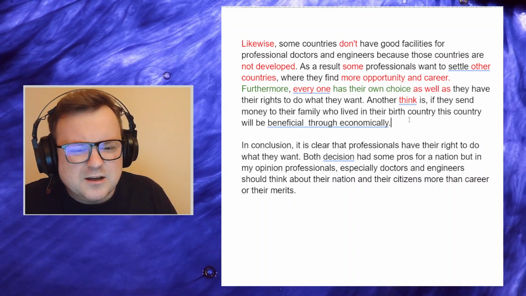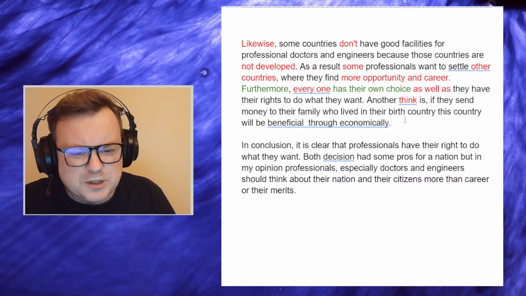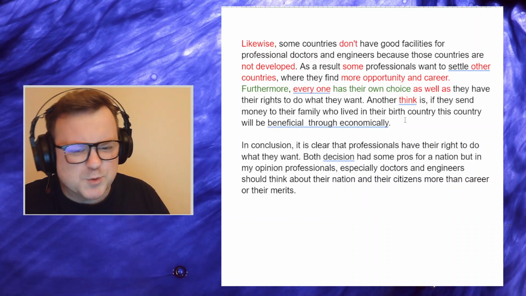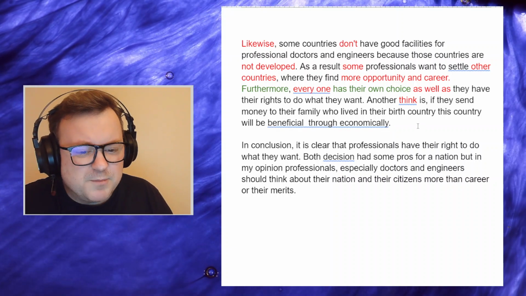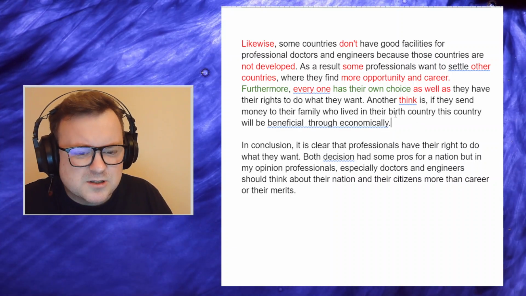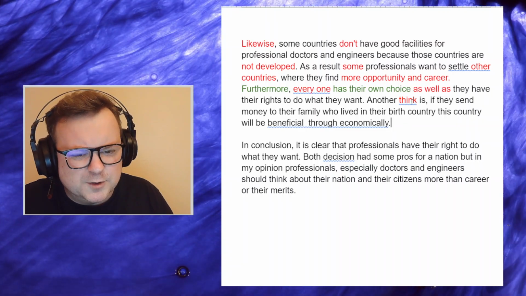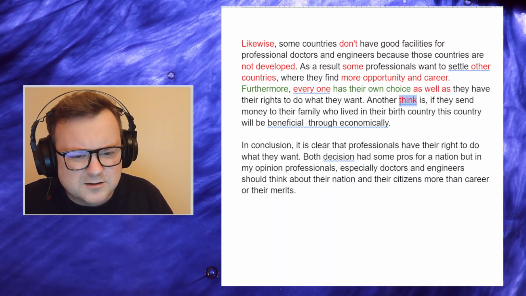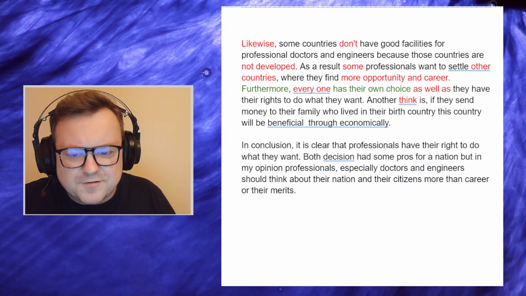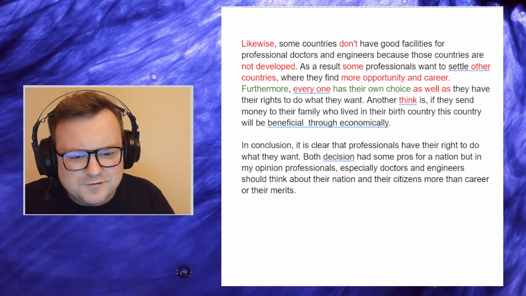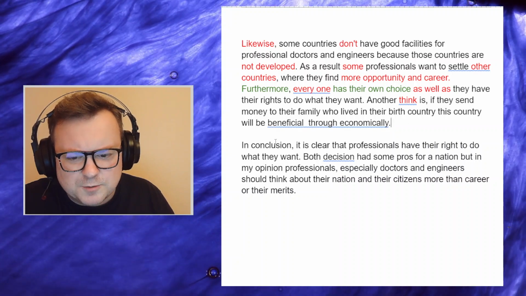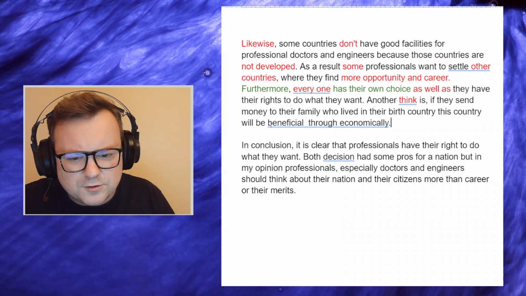Another think is, so it should be another thing is, and also the use of thing is very imprecise vocab. Another thing is, I might use it with my friends. You know, another matter is, or another issue is, something like this. Thing is too informal, and you don't even write thing, you write think. So, if they send money to their family who lived in their birth country, this country will be beneficial through economically.